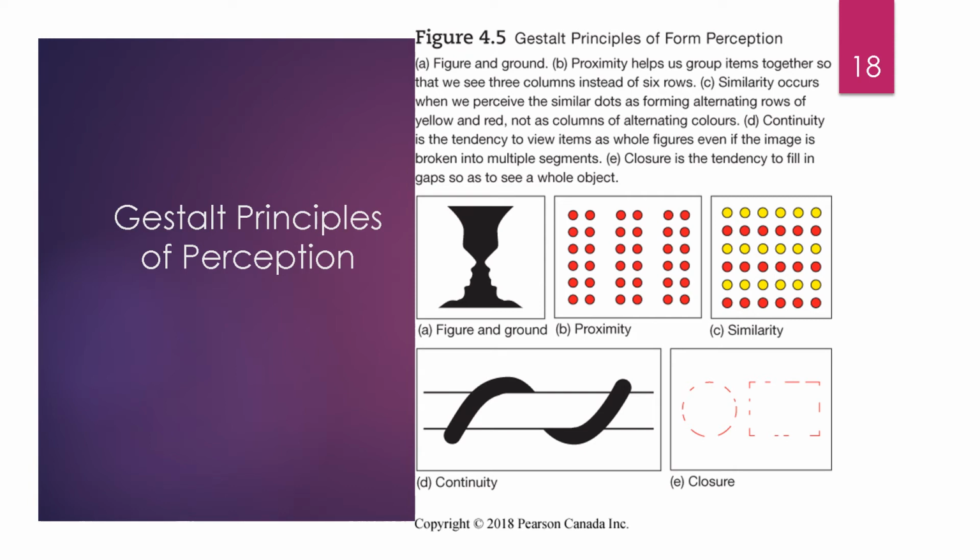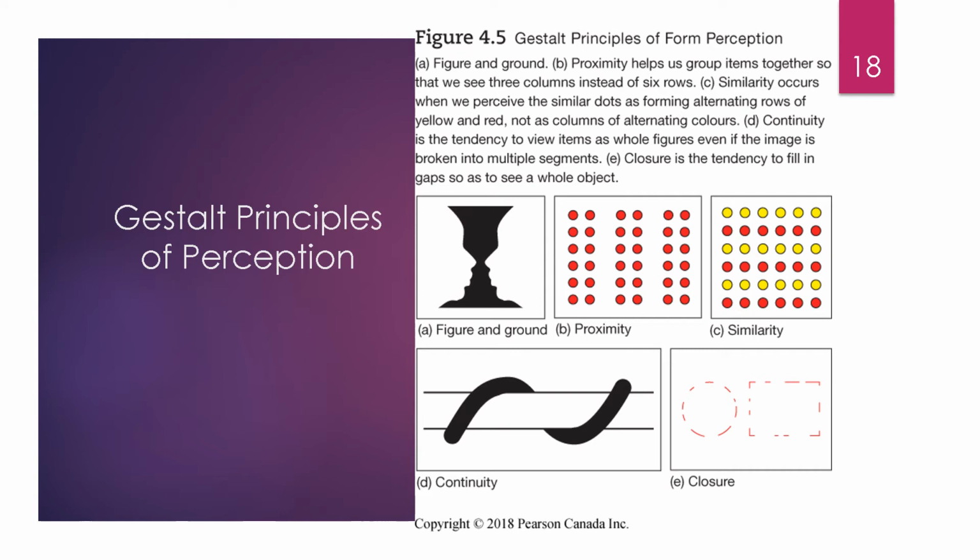We also have proximity, which helps us to group items together, so that items that are closer to each other tend to be grouped together. We have similarity, which is when we perceive similar items as belonging to a group. So we would see them as yellow and red lines rather than individual yellow, red, yellow, red, yellow, red.